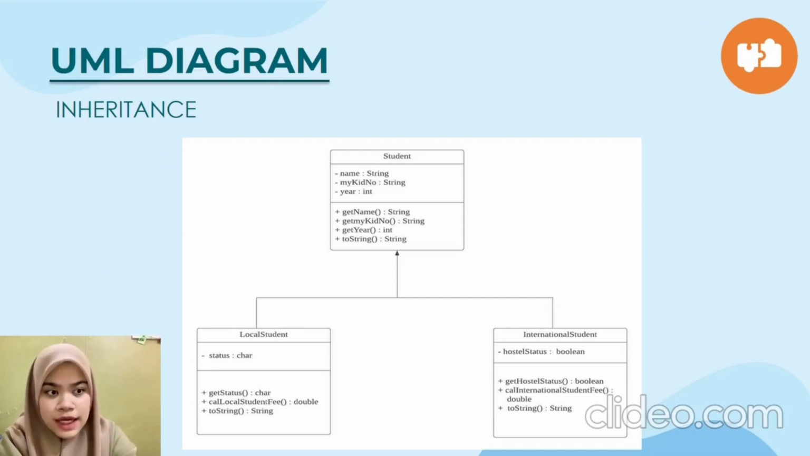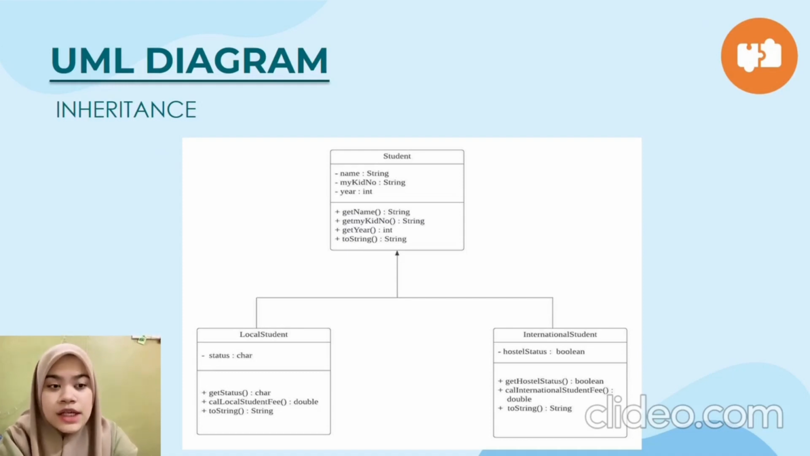Same as the student class, they have the status and they also have the getter methods and toString, and the process is called local student fee. Okay, for the last subclass, we have the international student. They have hostel status, toString, and also the getter methods, and also the process which is called international student fee.